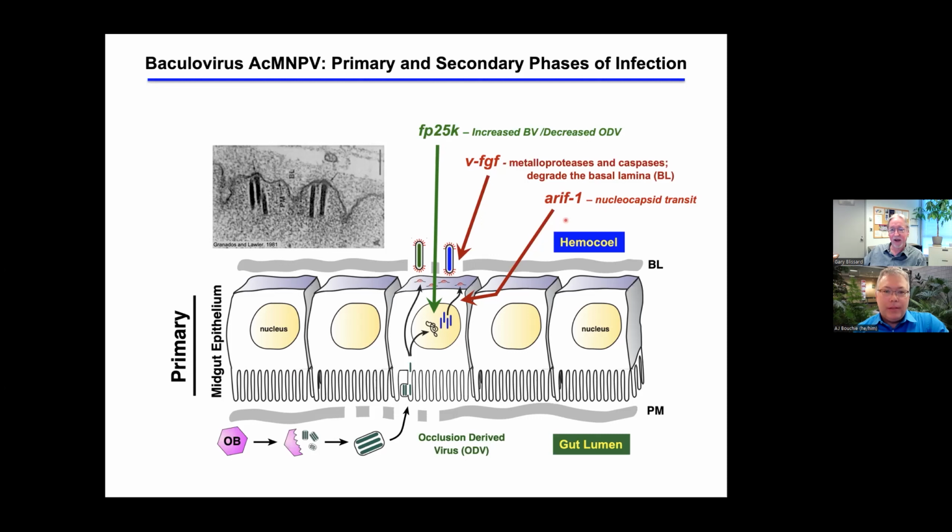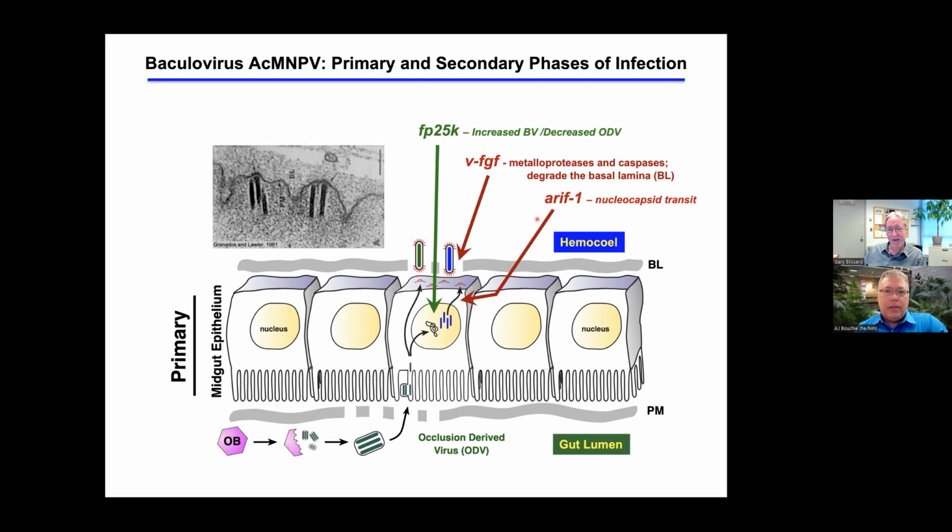Another gene called ARIF1, which is actin rearrangement inducing factor 1, causes actin to rearrange within infected cells. And we know from prior studies in other labs that actin is the motor that propels these nucleocapsids in cells.